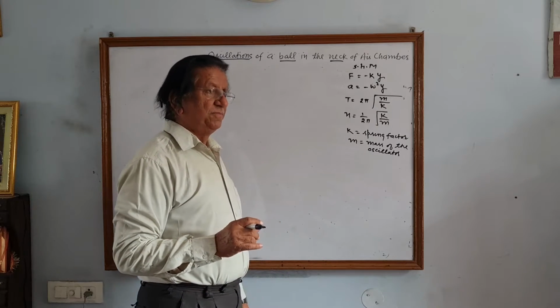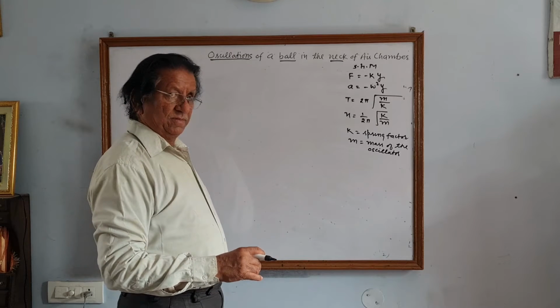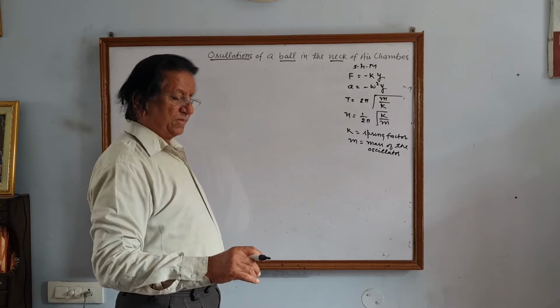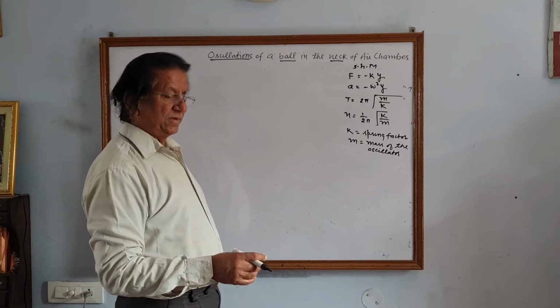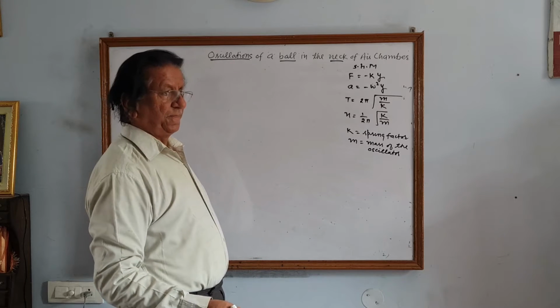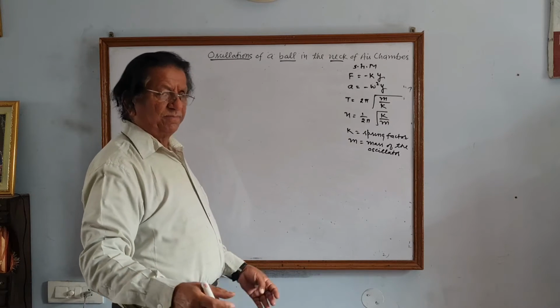In case of simple pendulum, the bob which was made to oscillate in simple harmonic motion was kept very close to the ground, and there was not much amplitude of the bob.